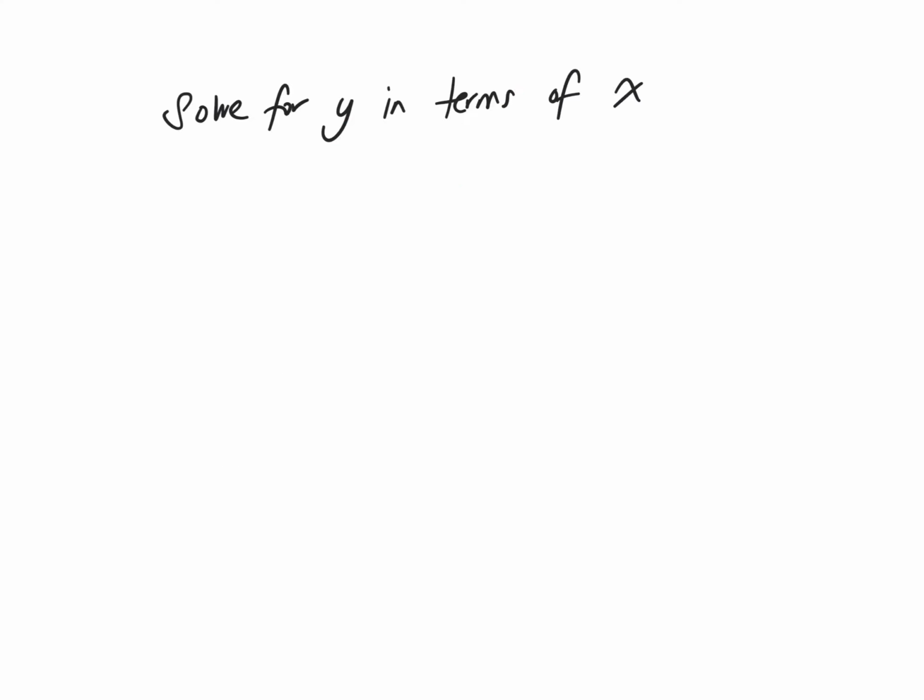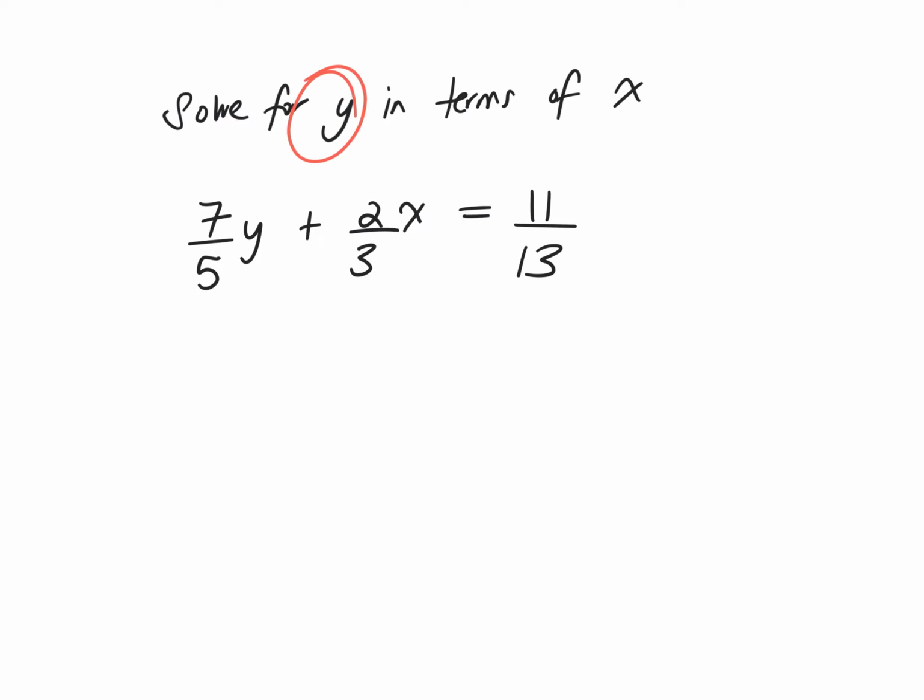Perfect. Solve for y in terms of x. So what that means is, here's a hard one. 7 over 5y plus 2 over 3x equals 11 over 13. You're solving for y in terms of x. That means x is still going to be in the equation. I can't figure out what x is equal to. So you're just rearranging the equation.